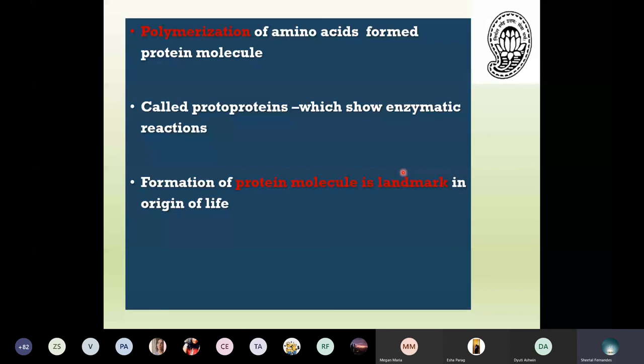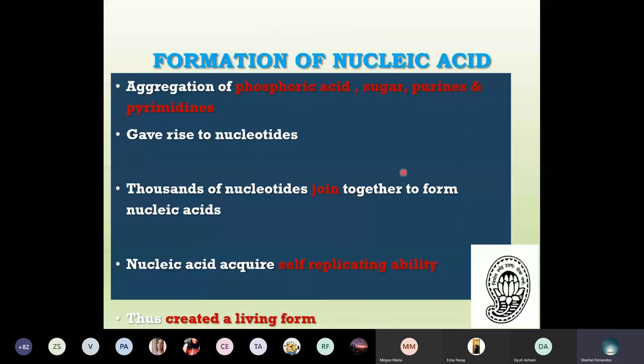Protoproteins, first proteins which had the ability to react, show or act as enzymes, came into existence. The minute a protein molecule was formed, we all know proteins are building blocks of life. The first cell had its probability of coming into existence. Amino acids ki wajah se ek protein molecule form ho gaya.